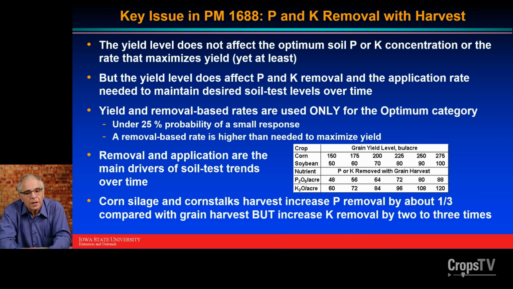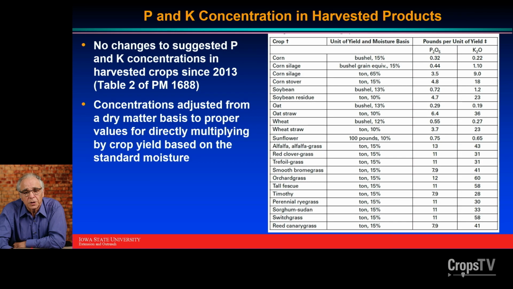So you need to be aware of that, because somebody could reduce that rate in the optimum class. For example, people that rent. You can put starter only 1 year, but if you reduce the rate and you keep the field, then in the future you have to apply more. And then you always need to remember, I have that little table there, that it's very important that in corn, if you are harvesting silage or baling corn stalks and removing them from the field, the removal increases by 2-3 times in potassium, but only a little bit for phosphorus, so you need to be careful.